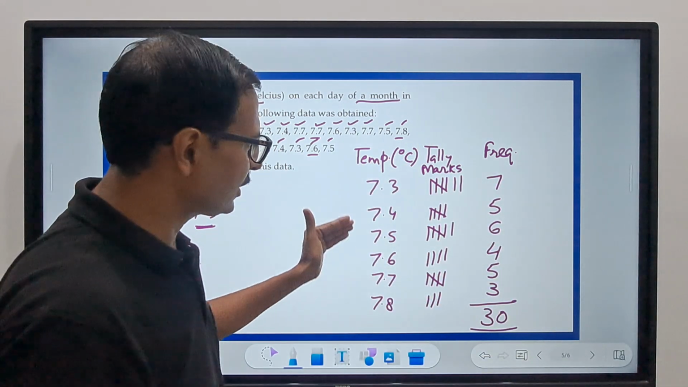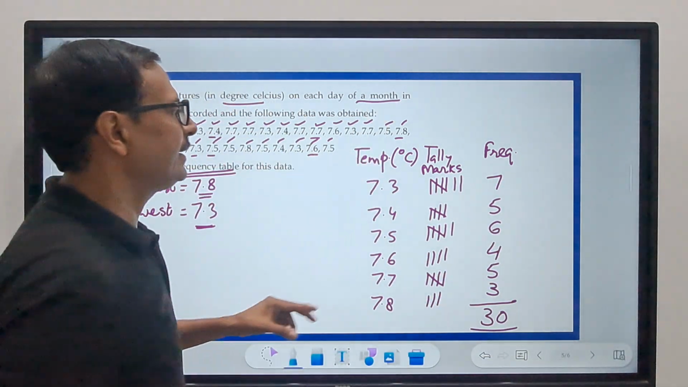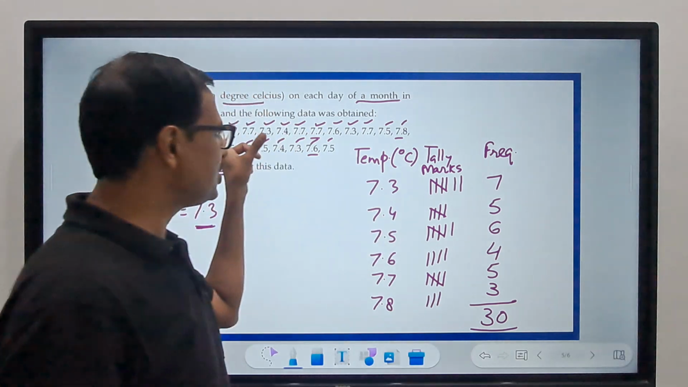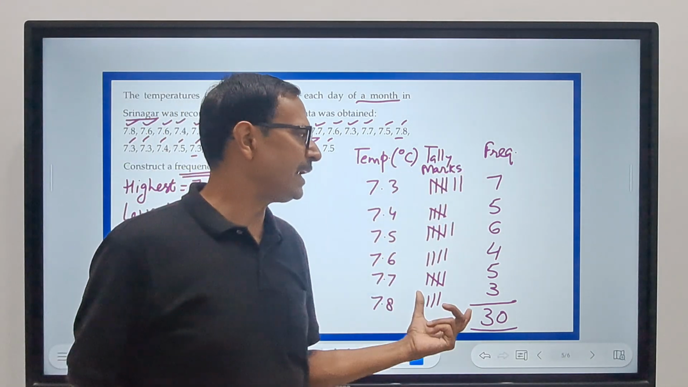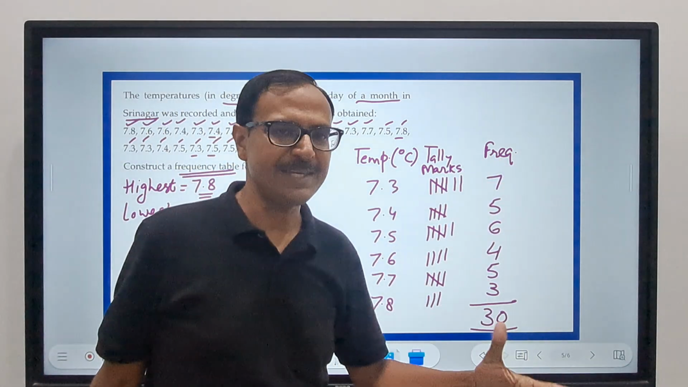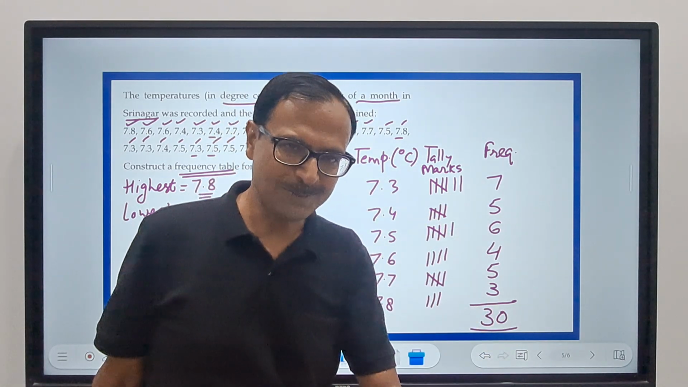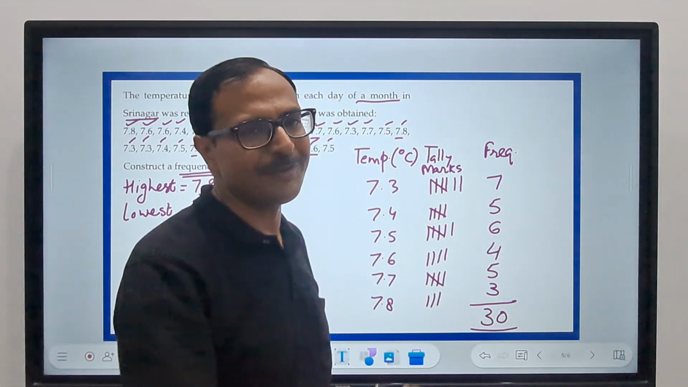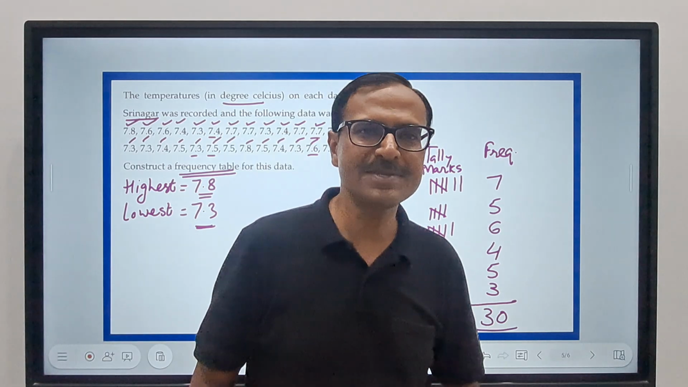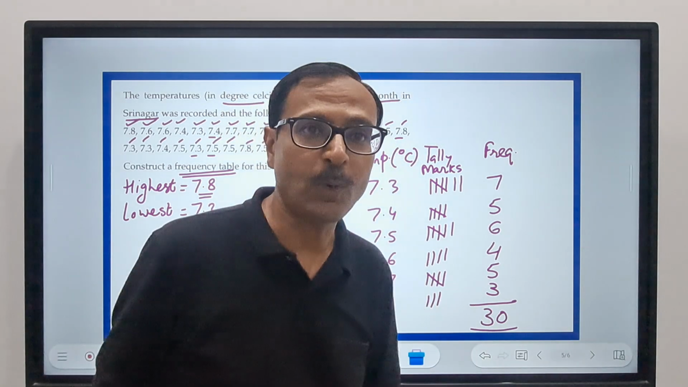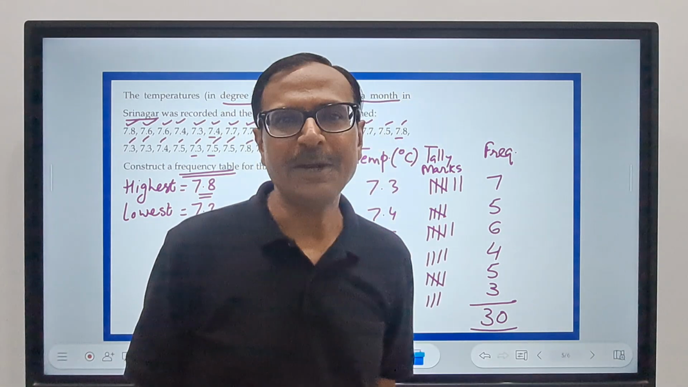So you need to write all the values which are included here, and then keep on marking ones against each value, and then count the tally marks to find the frequency. Once we have found out the frequency, this is known as a frequency table. So friends, I hope you have understood the pie charts and the frequency tables. All these are really important for developing the statistical bent of mind.